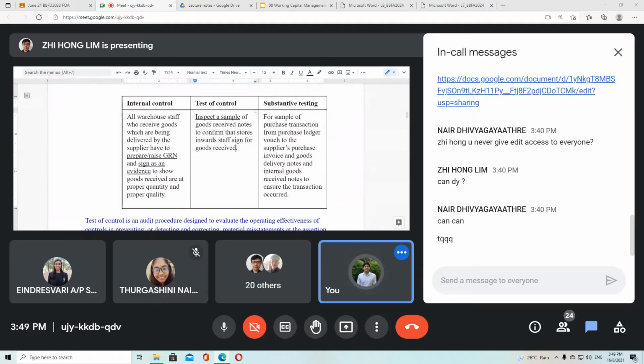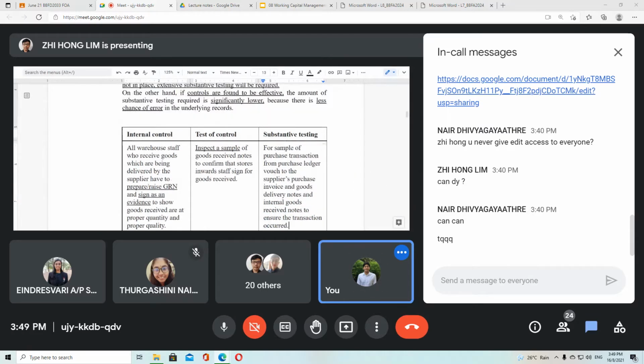And for additional substantive testing, for a sample of purchase transactions from the purchase ledger, vouch to the supplier's purchase invoice, goods delivery notes and internal goods received notes to ensure that the transactions occurred. So that's all for question 2.